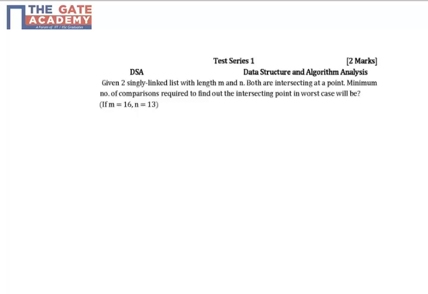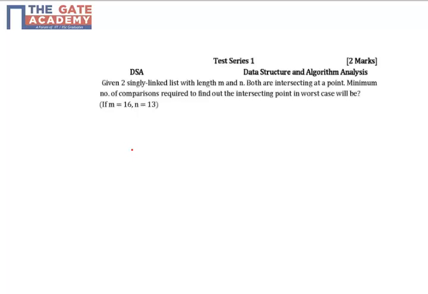In the given question, they have given us two linked lists, both are singly linked lists, and both linked lists are intersecting at a single point. Intersecting at a point means both linked lists will become a single linked list at some point. So I'll draw some pictures for that.